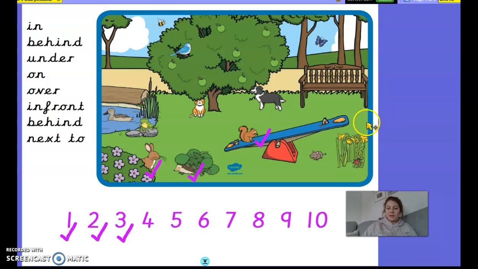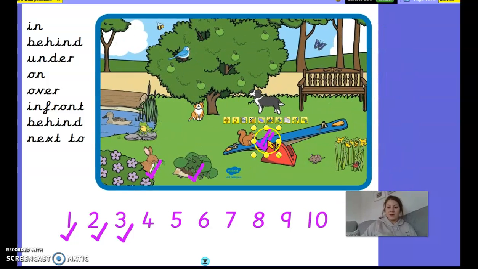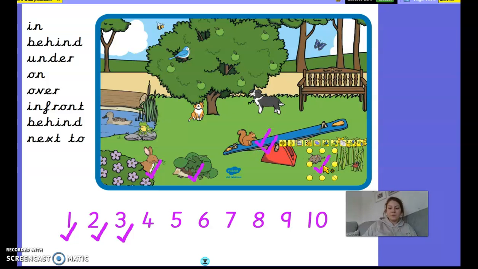Oh, I can see a little mouse or a little rat. Now, where is the little mouse? He's on the grass, so you could say that. But what's this here above him? It's a seesaw. So he's not on the seesaw like the squirrel. He's underneath the seesaw. So the mouse is under the seesaw. So we can tick the mouse because we found that one. And I'm going to put a tick on number 4. There we go. Can you see any more?